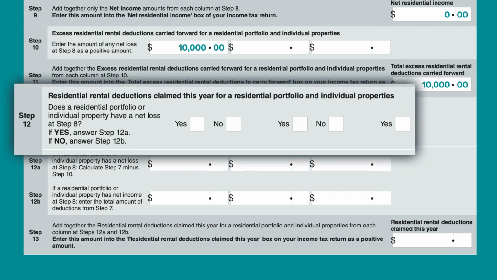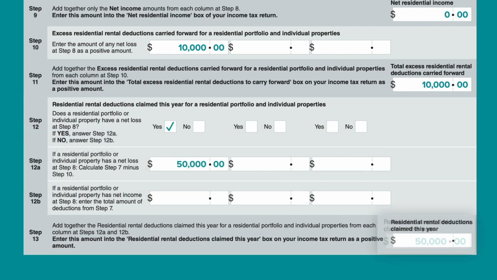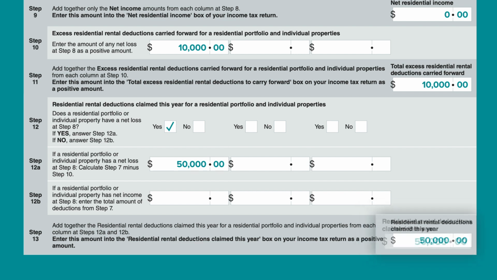Step 12 has different instructions depending on whether your property has a net loss or a net profit. Since Amelia's portfolio has a net loss, she answers Step 12A. This gives Amelia her residential rental deductions claimed this year.